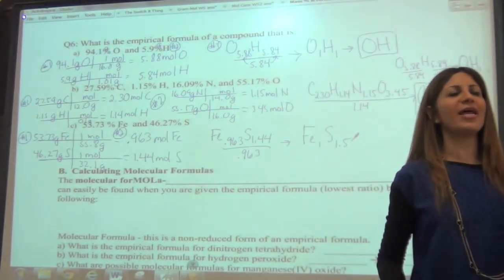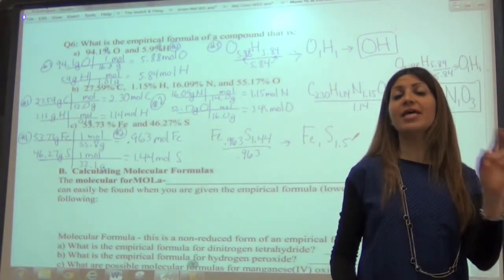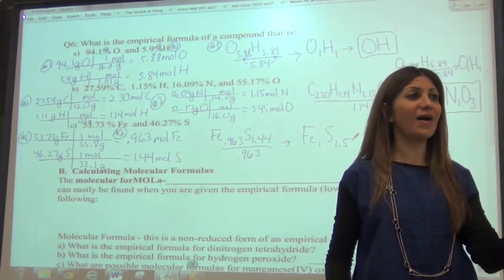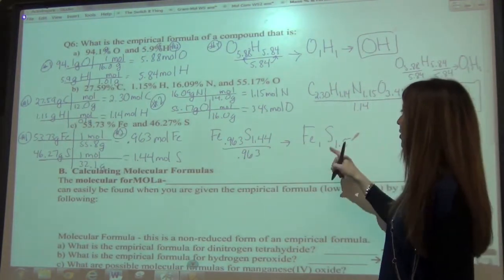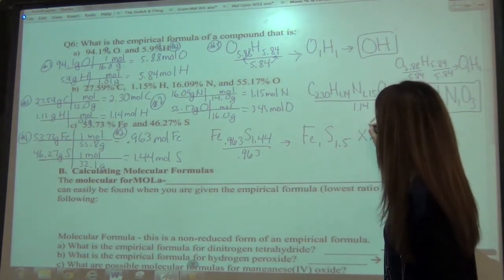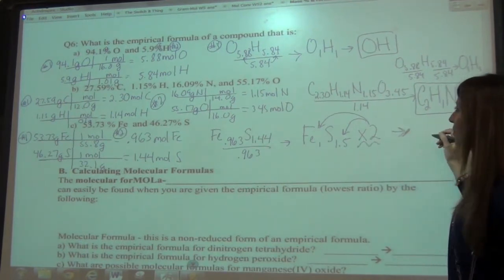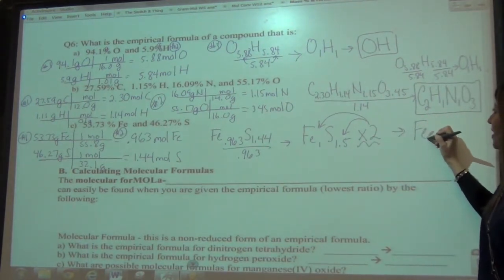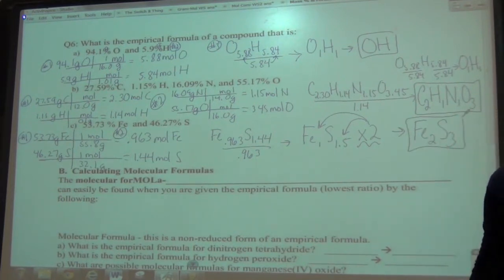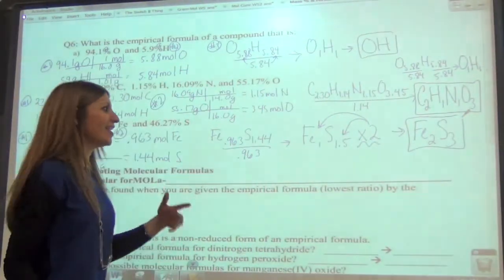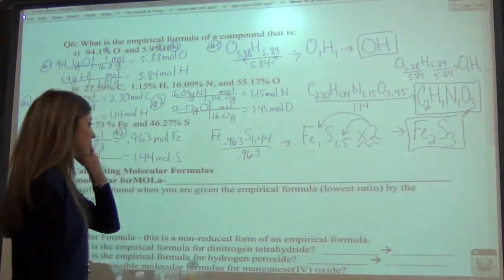So anytime you get a half, for example, if you got 3.5, if you double it, what do you get? 7. If you had 2.5 and you double it, what do you get? 5. 1.5 and you double it, you get 3. So in this case here, we're going to multiply it by 2, but if you multiply it by 2, you have to multiply both of them by 2. So what do we get when we multiply both of them by 2? Fe2S3. And that would be your formula, okay? So again, it's by moles, it's not by mass. This is done by moles, so you have to make sure that you're in moles.